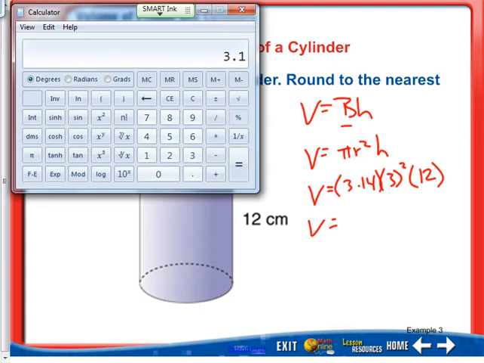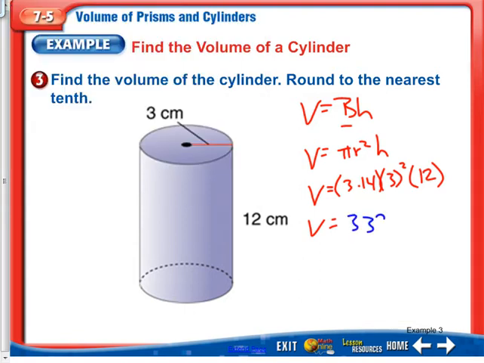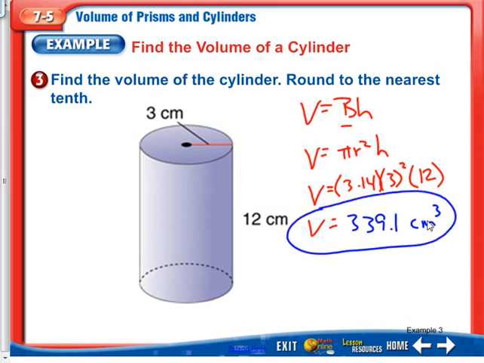We'll take 3.14 times 3 squared. I'll use the squared button here. And then we're going to do times 12. So that equals 339.12. We're going to round it to the nearest tenth, so 339.1. That'll be centimeters cubed, because whenever you solve for volume, we're always going to have a cubic unit. Solving for volume, you get a cubic unit.